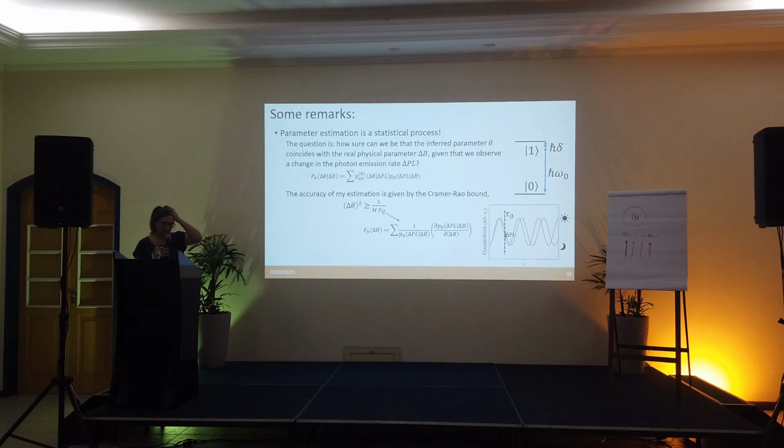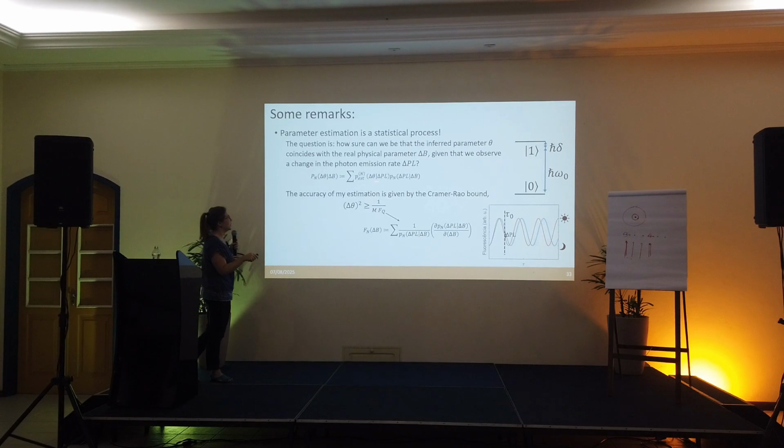Whenever we're talking about this parameter estimation process, that's a statistical process, right? I need to use statistics to analyze these things. And the main question I'm dealing with is how sure can I be that my inferred parameter coincides with the real physical parameter that I want to sense, given that we observe a certain result for a measurement? In this case, it's a change in PL. So mathematically, that's given by this expression over here.